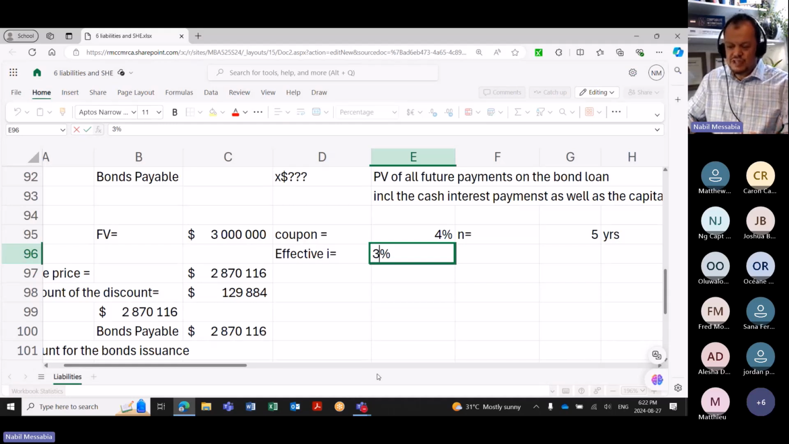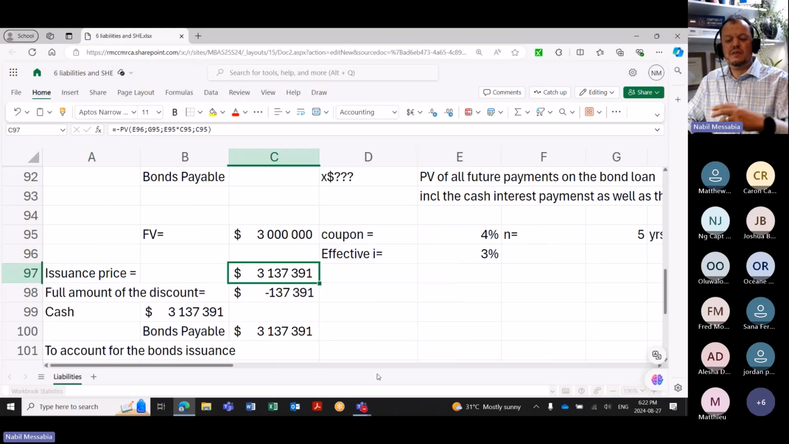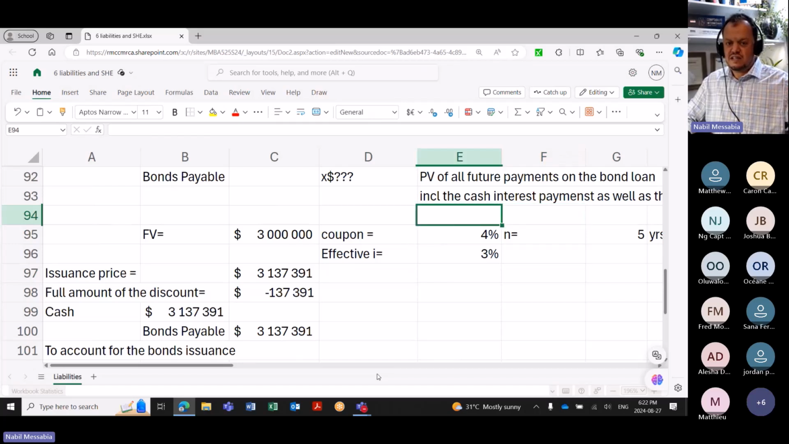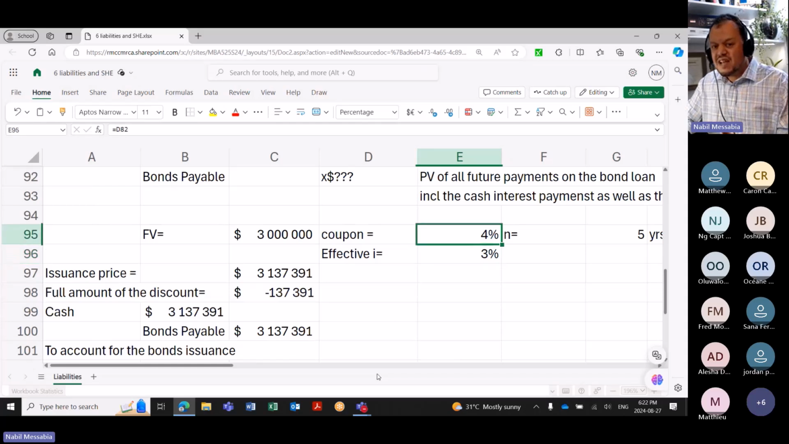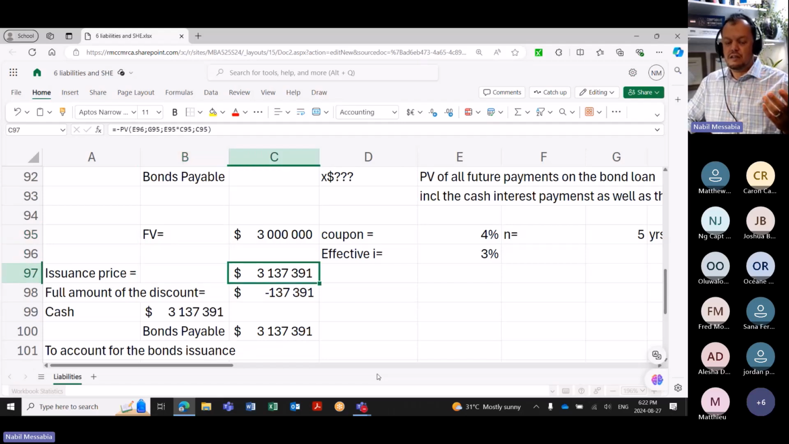If we do it at 3%, look at what happens. Now the issuance price is higher than par, and that is not a discount. Now it becomes a premium. Because the market only offers 3%, while we are going to offer you more than the market, you have to pay a premium, which means you pay more than the 3 million we are going to reimburse at the maturity date.